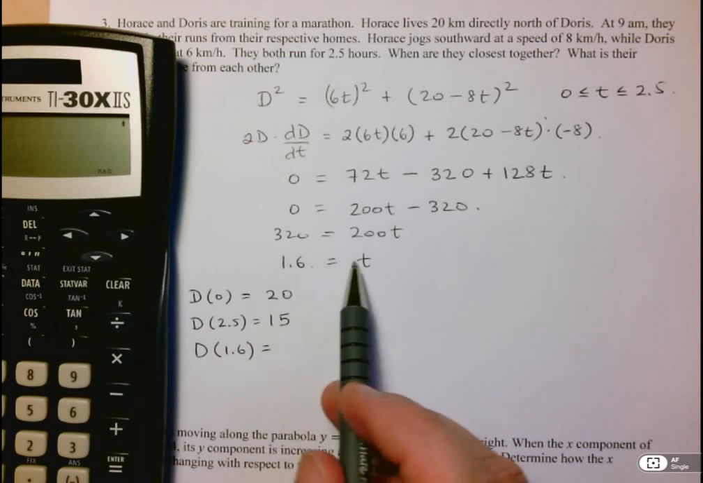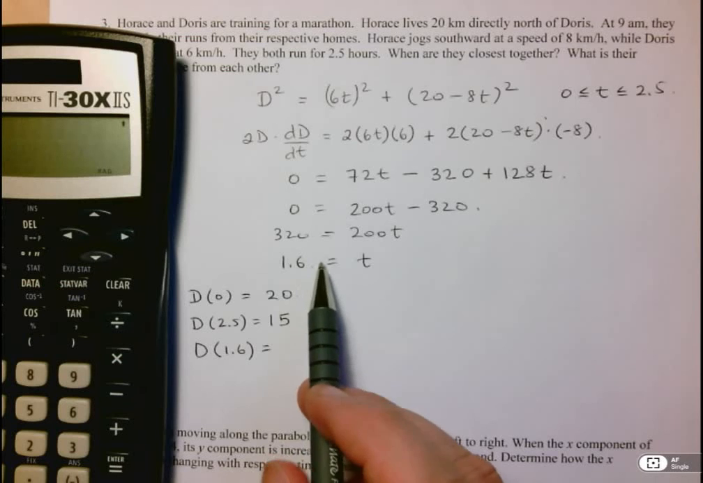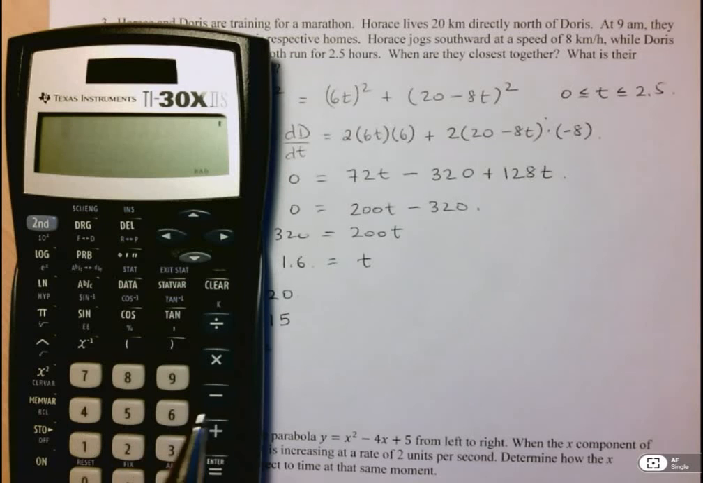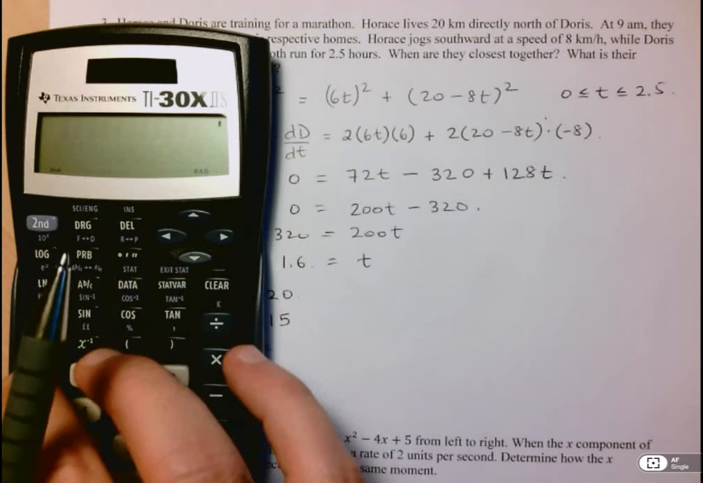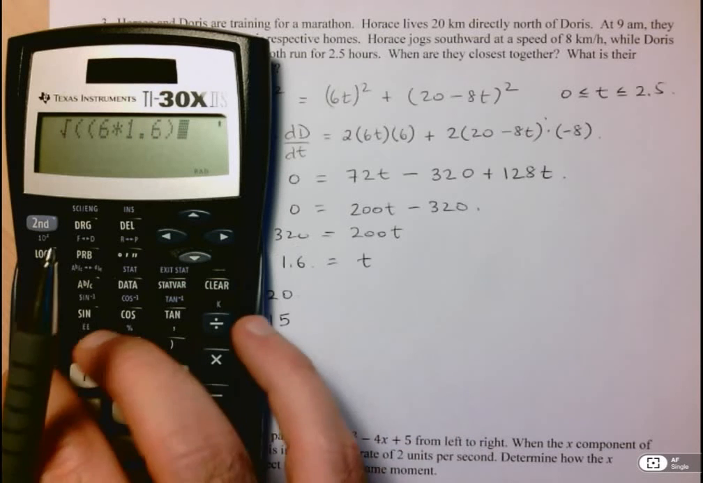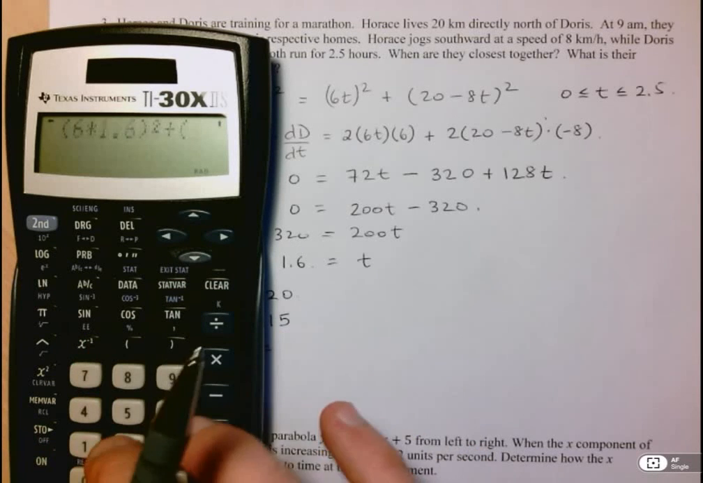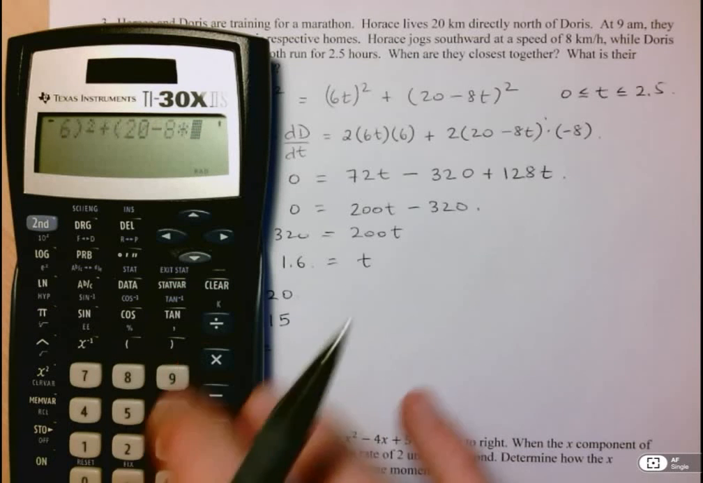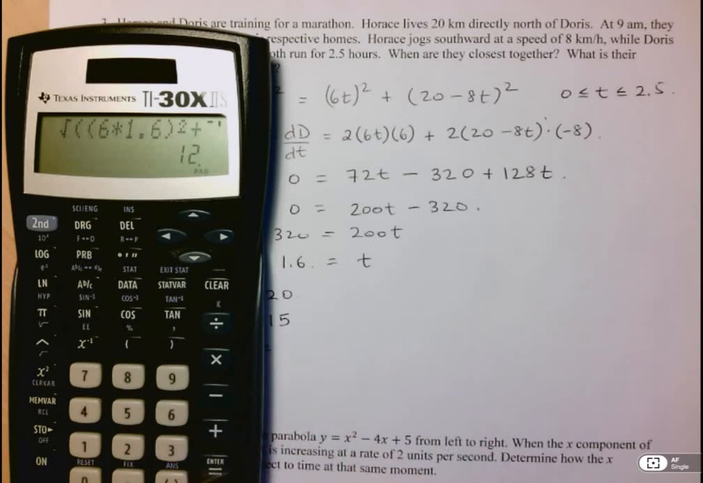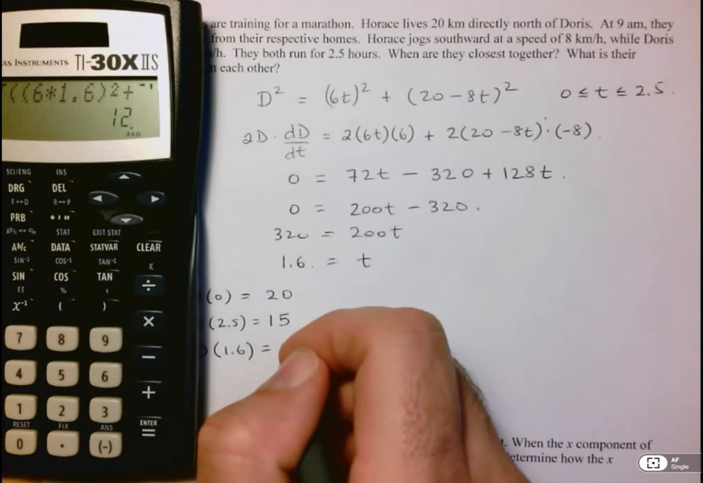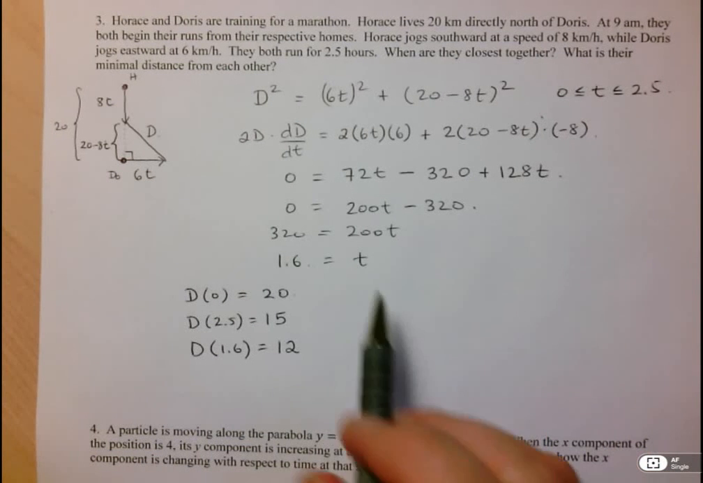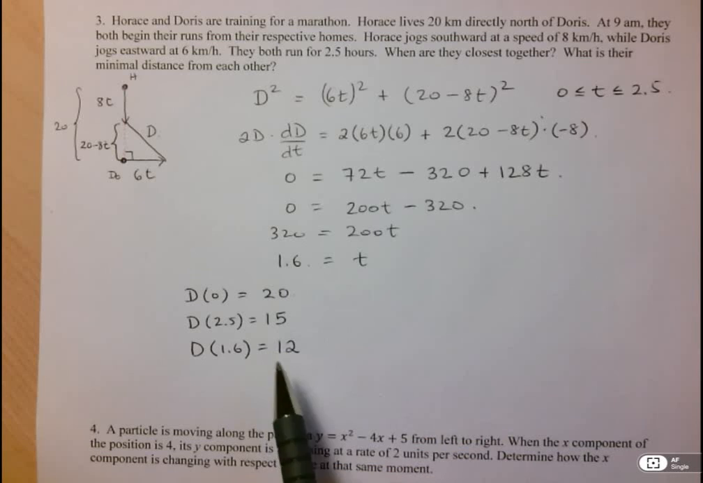So again, notice that I'm not checking whether this is a max or min or neither, because in the end I have to check the critical points and all the endpoints. So I might as well make my determination after I've done that. So let's do the square root of 6 times 1.6 squared plus 20 minus 8 times 1.6 squared. And here we have 12. So in fact, this is a shorter distance. According to this, at time 1.6 hours, they'll be at their shortest distance of 12 kilometers.